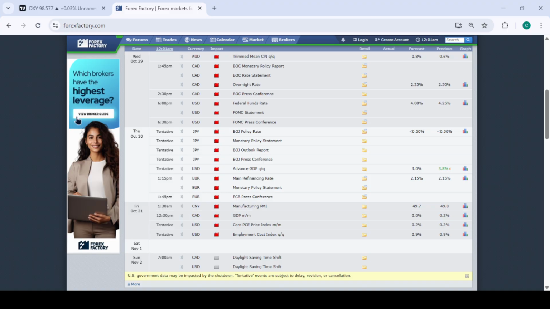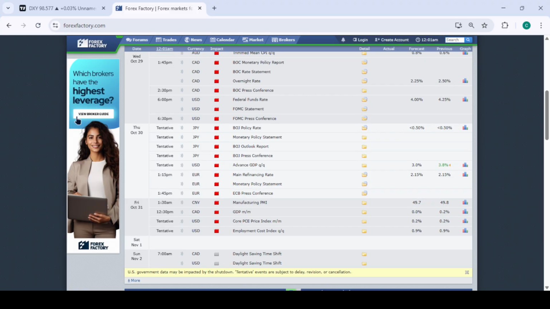And on the euro too, later that day, we also have the main refinancing rate for euro and the monetary policy statement for euro. This is a very high impact news. So if you are trading any euro pair, you should be on the lookout for this economic event on Thursday.